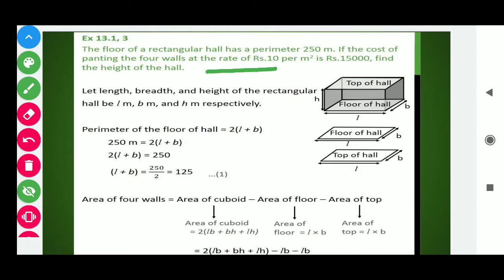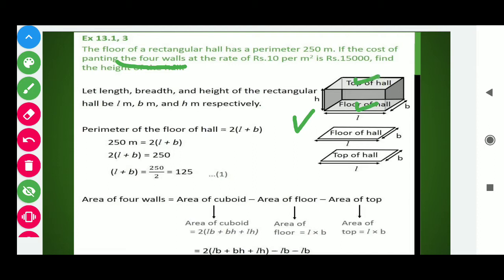Students, here we have the rectangular hall and the perimeter of the floor is given as 250 meters. The cost of painting the four walls at the rate of rupees 10 per square meter is rupees 15,000, and we need to find the height of the hall. So, if we want to paint the four walls, that means we need to find the lateral surface area of the cuboid. In the lateral surface area, we take only the walls, not the floor and the roof.